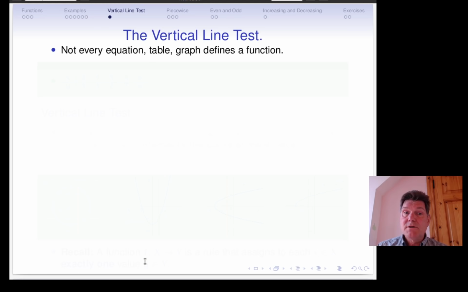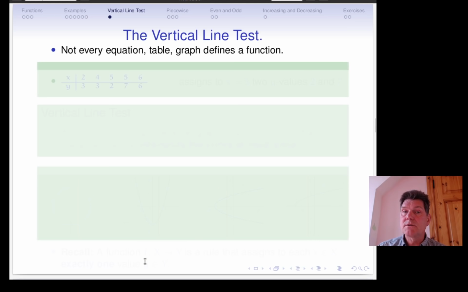Not every equation, table or graph defines a function. So how do we recognize which does define a function? Here is a table relating values of x to values of y.